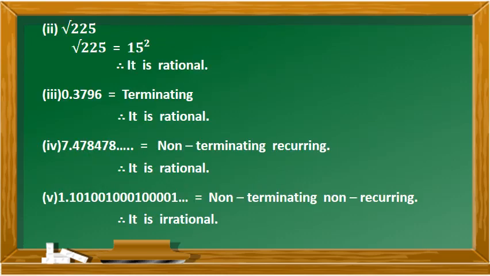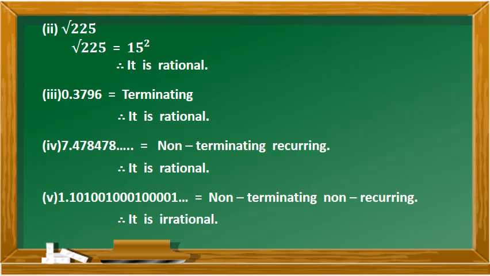The second subdivision is to find out whether square root of 225 is rational or irrational. Now here you can see square root of 225 is a perfect square number, that is, 15 into 15 gives you 15 square. Therefore it is a rational number.